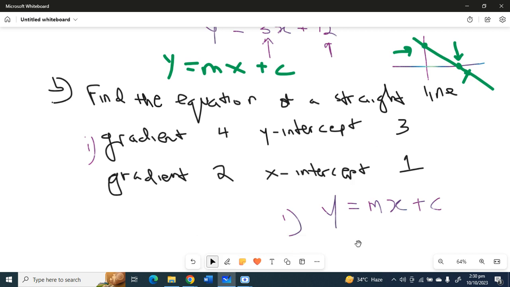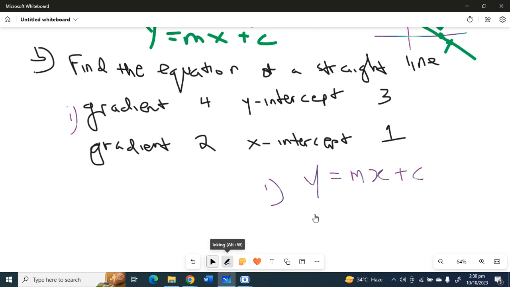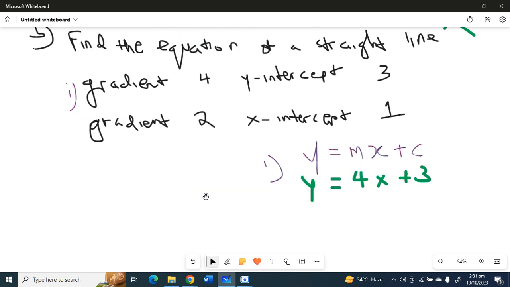So for this, we've already got our gradient. It is 4. So I'm going to replace m with 4, x plus our y-intercept is 3. So this is the equation of the line: y equals 4x plus 3. Any questions on that one before we go to example 2, part 2 of the equation?